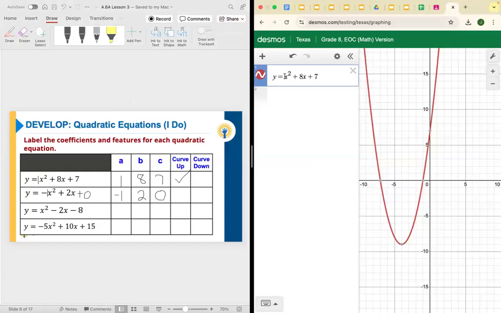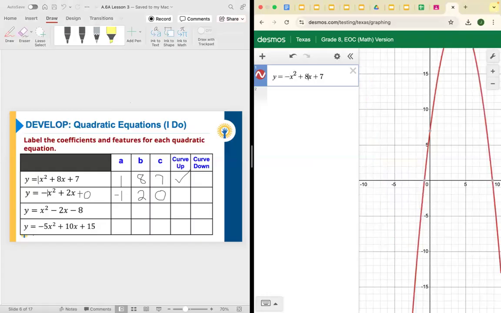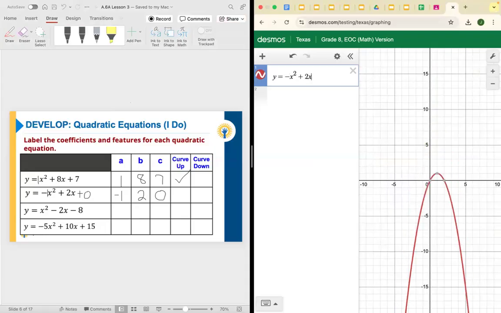But don't take my word for it. We have negative x squared. In this case, we have plus 2x. And if you want to, we can put the plus 0, but if you don't, it doesn't make a difference. And as you can see, this is curving down.